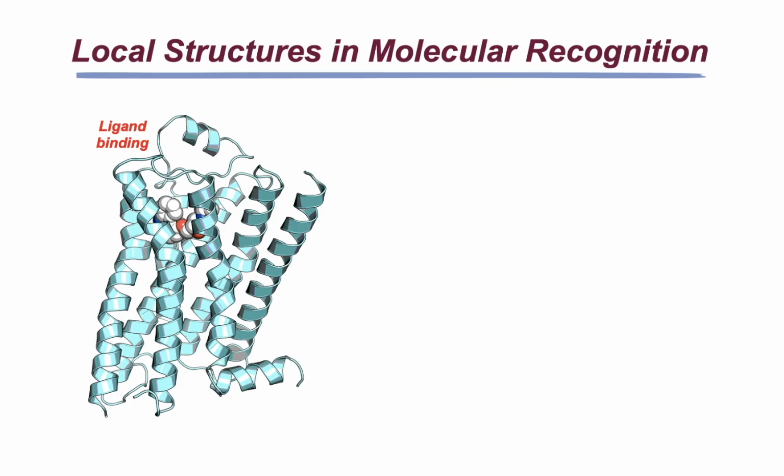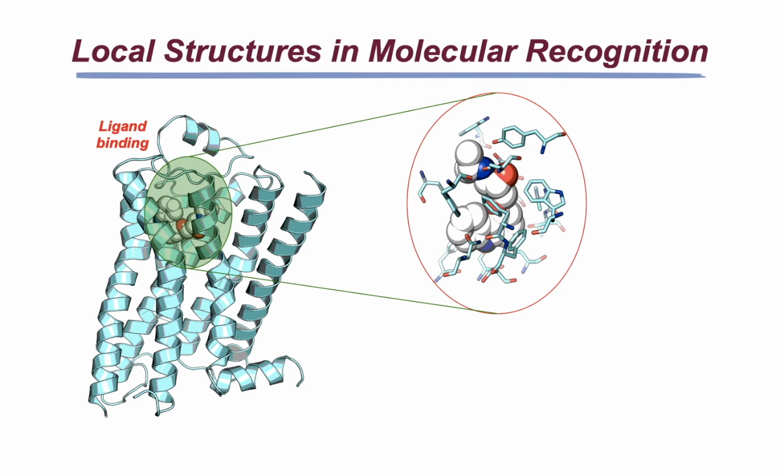An essential feature of proteins is their ability to recognize and bind to other molecules. This molecular recognition event happens at specific regions of the protein. For example, this ligand binds to this protein at this location, which is known as a ligand binding site. This particular ligand binding site consists of multiple amino acid residues that directly interact with the ligand.